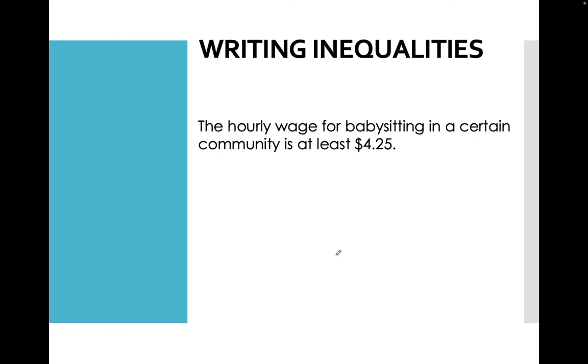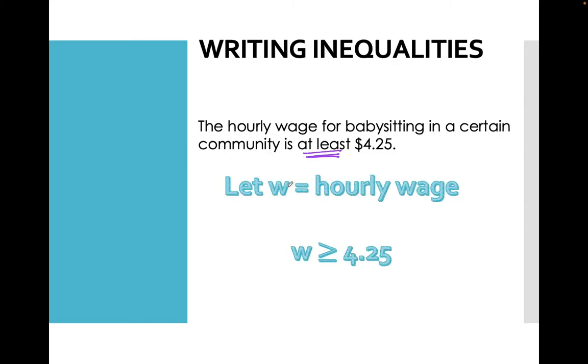The hourly wage for babysitting in a certain community is at least $4.25. Our key word here is at least. This tends to be a tricky one because we see the word least and we are drawn to say that it's less than or equal to. But actually, if we are saying that something needs to be at least $4.25, that really means that we want it to be $4.25 or more. So in this case, we're going to use the greater than or equal to sign to say that W, the hourly wage, is greater than or equal to $4.25.